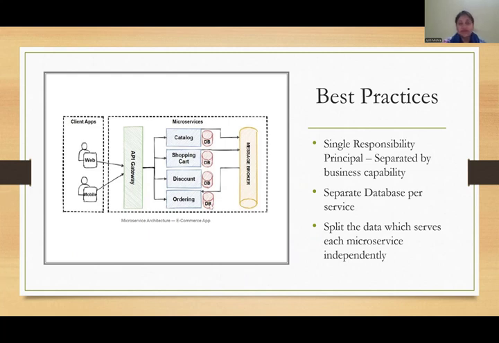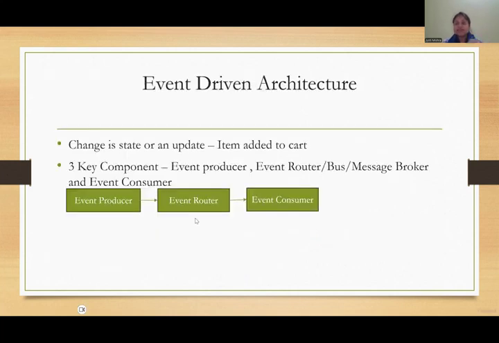So now we'll go into another pattern, which is your event driven architecture, right? We studied two till now: multi-tier, then microservice architecture pattern, and third is your event driven architecture. So first let's understand what we mean by event. These could be a change in the state or an update. For example, you're adding an item to the cart. So there is a change in the state.